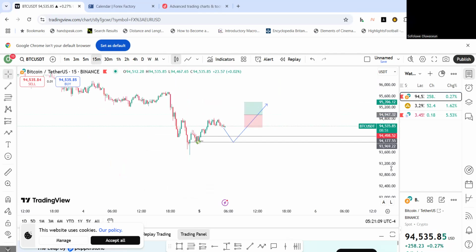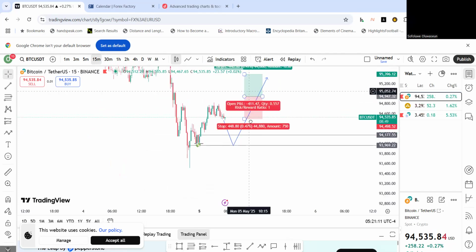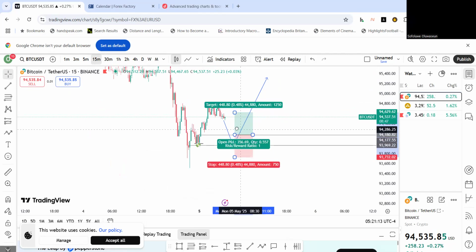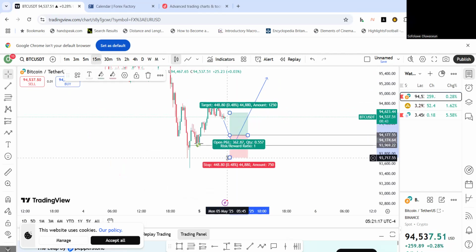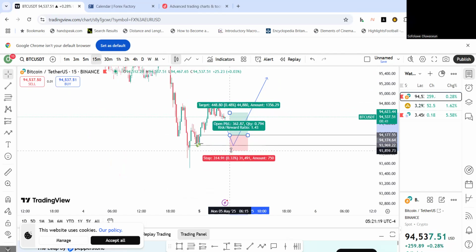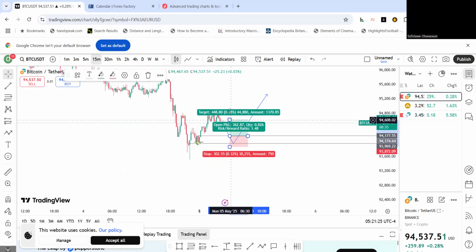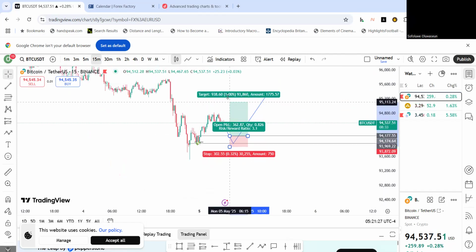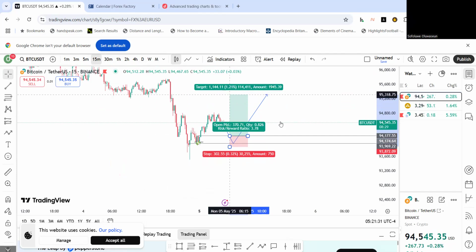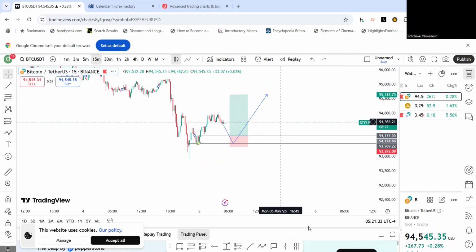Okay, so first position will be here. Okay, so my stop loss. Okay, then I'll be targeting this imbalance. Yes. So that's a 1 to 3 already.